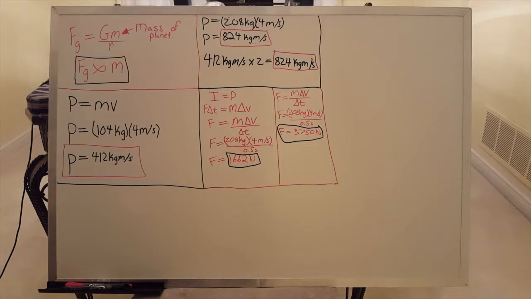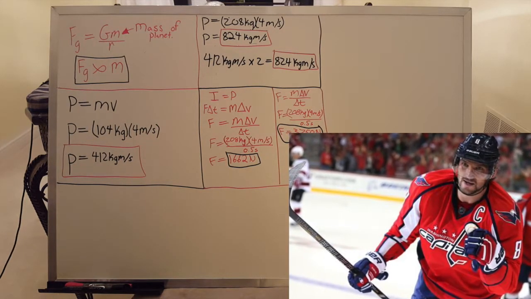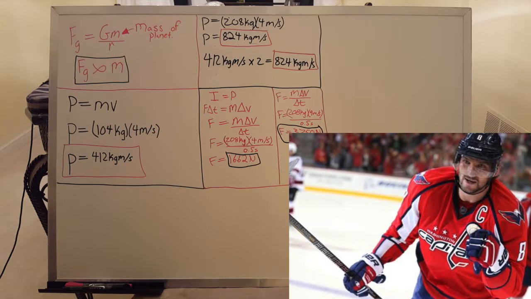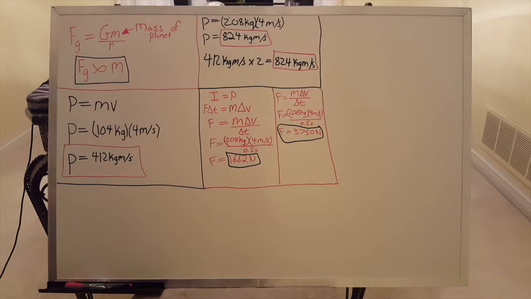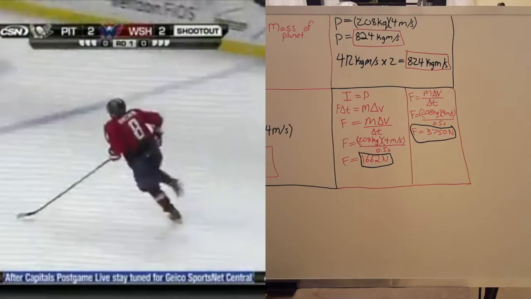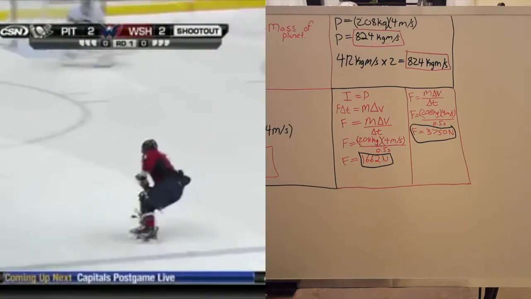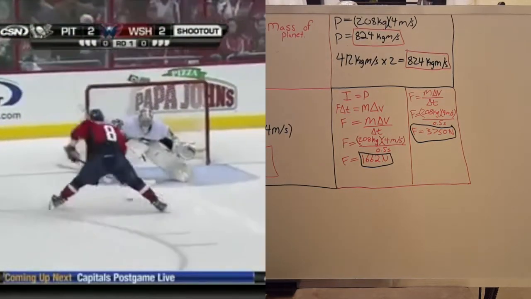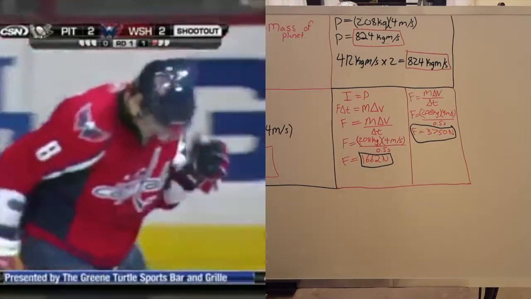If Alexander Ovechkin, who has a weight of 104 kilograms on Earth, was skating at 4 meters per second, he has a momentum of 412 kilogram meters per second. If Ovechkin was to be skating at 4 meters per second again, on a planet with excess gravity, we'll say twice as much, he would carry twice the amount of momentum, since P for momentum is directly proportional to mass, as shown in that equation.